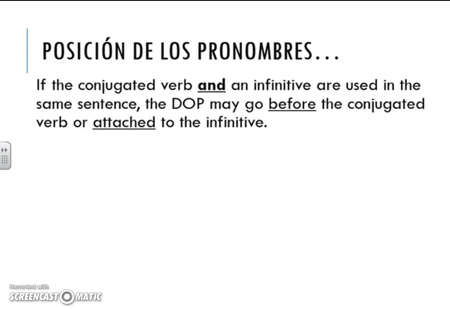Okay, however, sometimes we do have sentences that have a conjugated verb and an infinitive. They're used in the same sentence. So oftentimes when we say we can do something, we want to do something, we're going to do something, those are helper verbs, and they will be followed up by the infinitive.